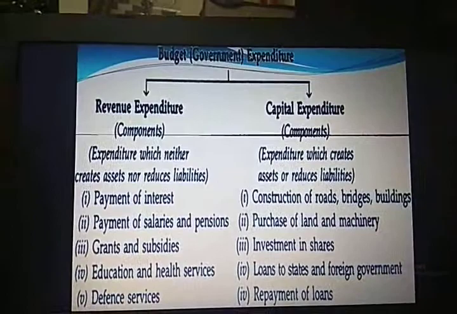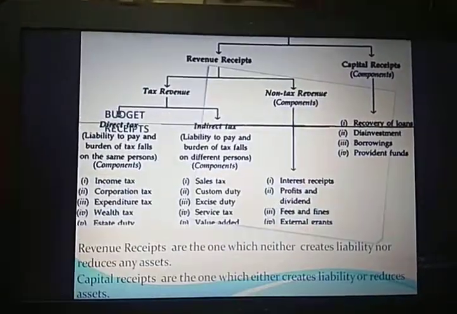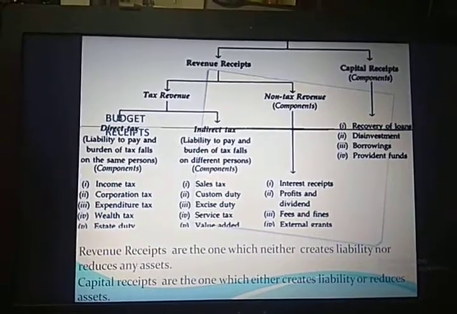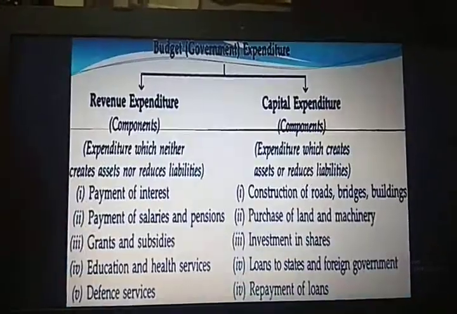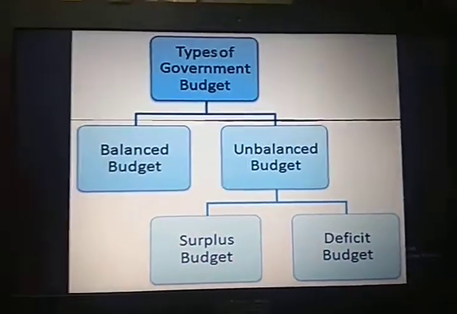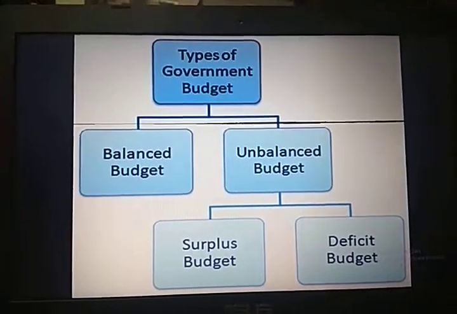So, we'll continue with the topic government budget, and we are done with the components of government budget, that is government receipt, budget receipt and budget expenditure. Now today I am going to explain to you about types of government budget.